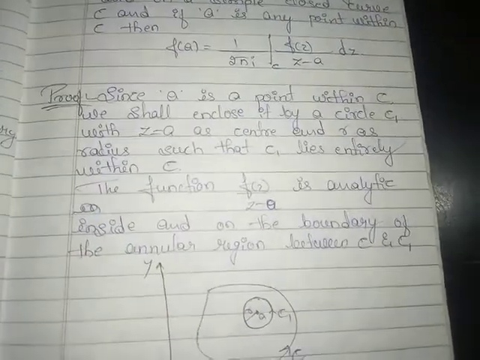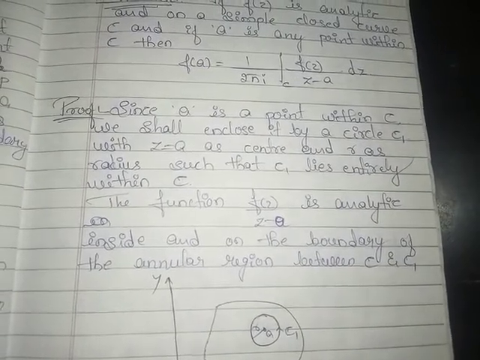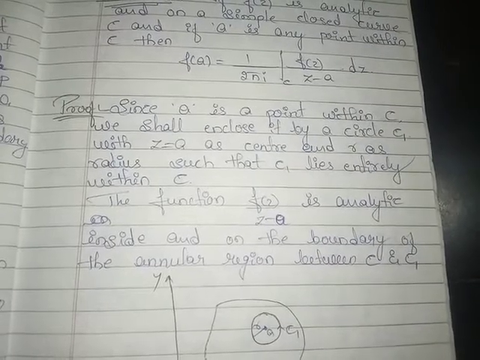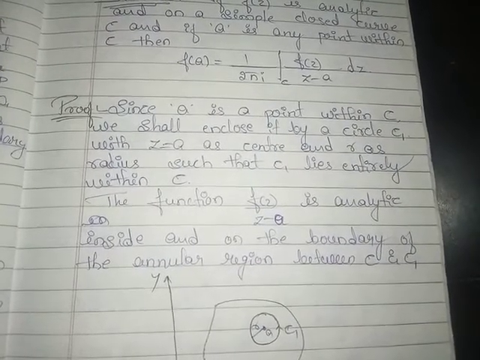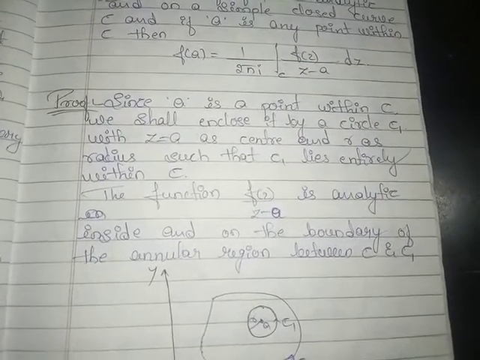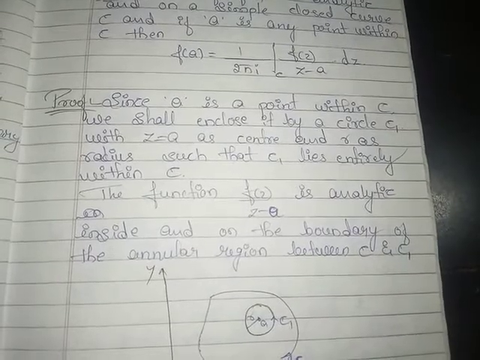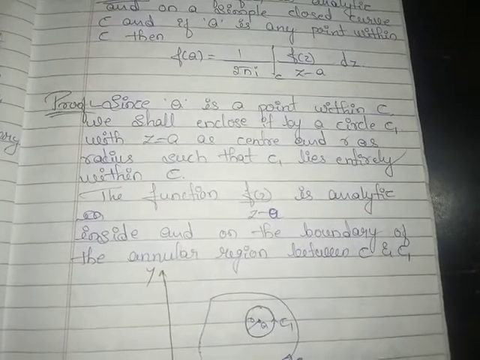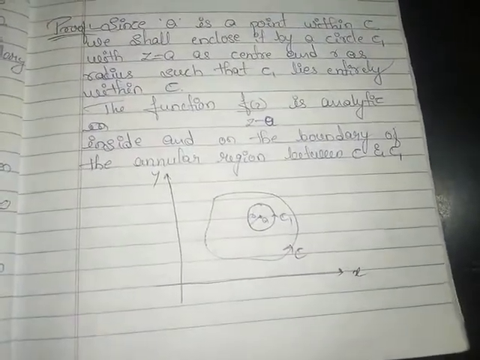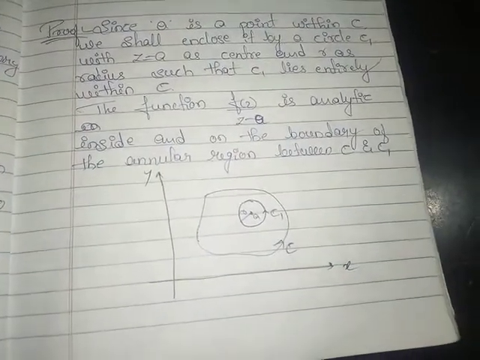Proof: since A is a point within C, we shall enclose it by a circle C1 with z equal to A as the center and r as the radius, such that C1 lies entirely within C. The function f of z divided by z minus A is analytic inside and on the boundary of the annular region between C and C1. This is according to the previous property.